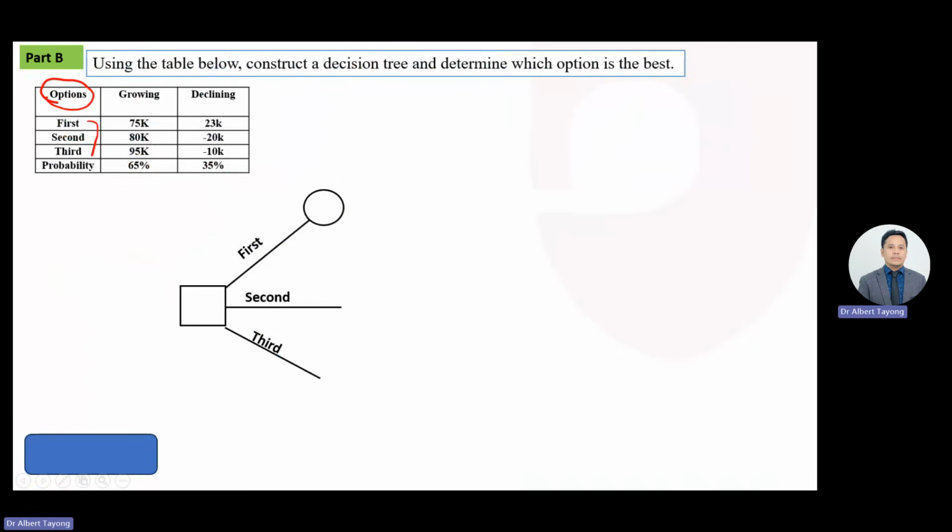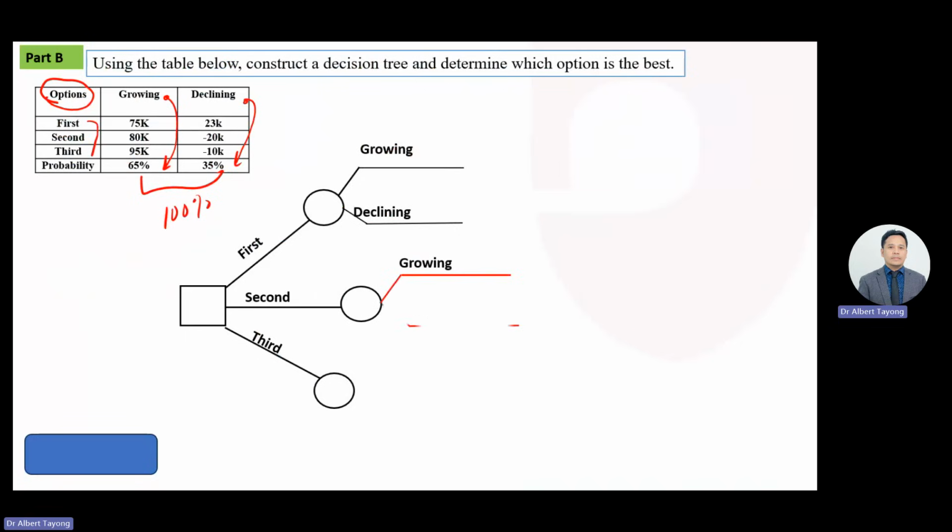And then we have the probabilities. We have growing 65% and declining 35%. Okay, so we have only two lines after the circle because we have only two probabilities, 65% and 35%, which is equal to 100% always. Okay, so growing, declining, we just copy and paste. For growing, it's 65% or 0.65. Declining is 0.35, and the same here. All right, so just copy and paste.